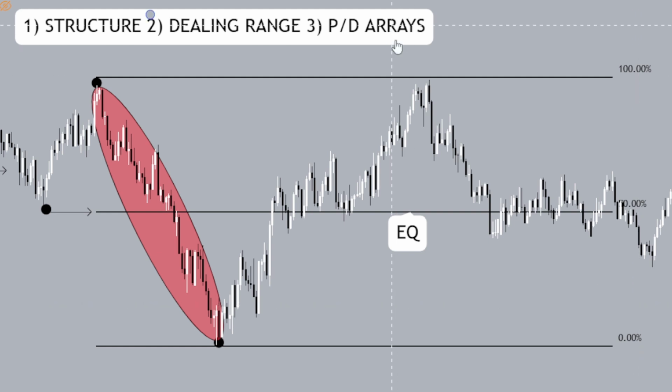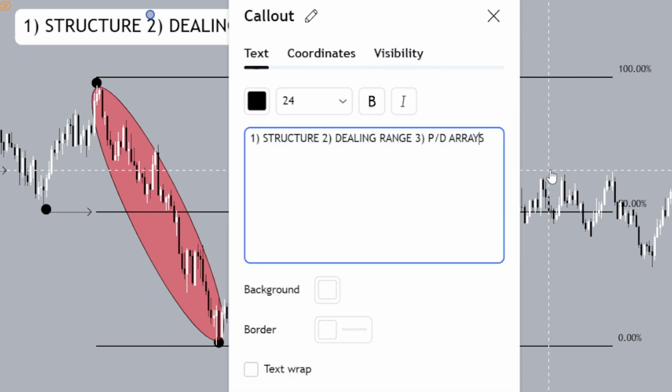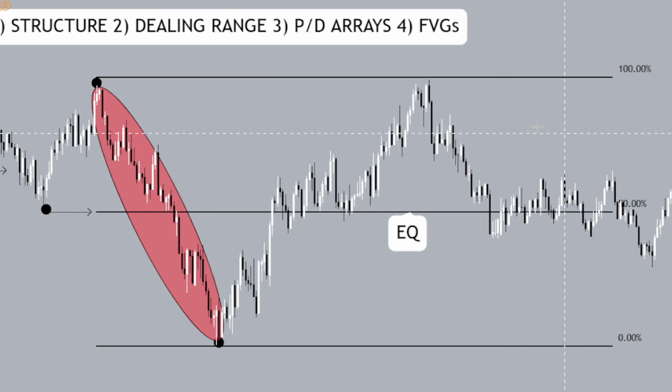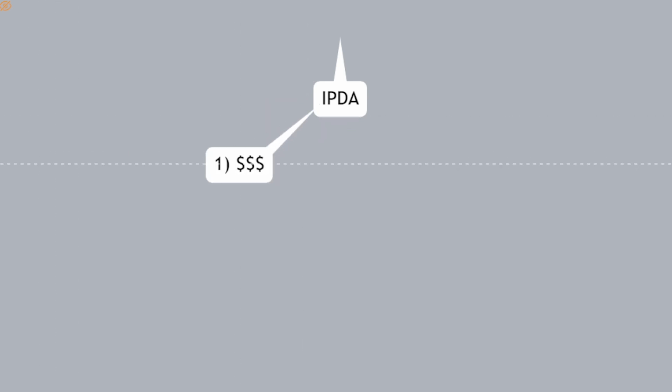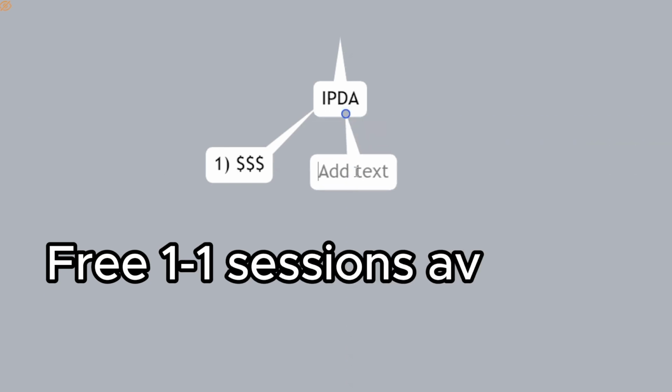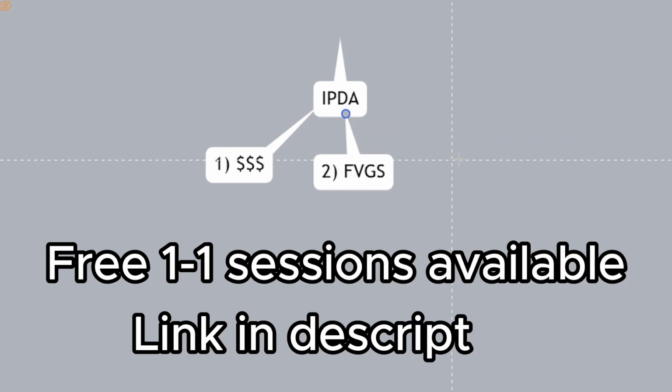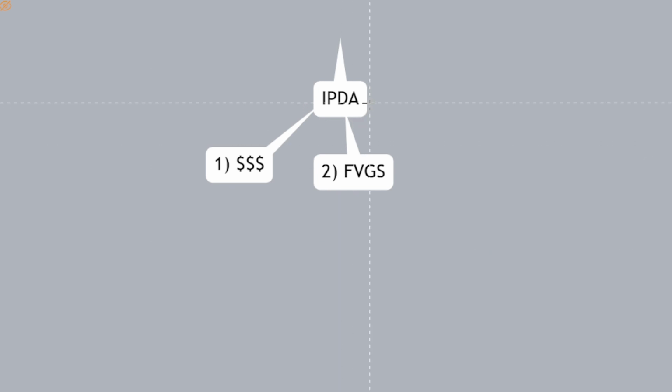So the last and final thing we need to identify, and this is probably the most important thing when it comes to determining a bias, is looking for where the inefficiencies are or where the fair value gaps are. Because we understand the interbank price delivery algorithm, if I quickly bring your attention downwards. The interbank price delivery algorithm, known as IPDA, seeks a few different things in the market. The first of them being liquidity. The second of them being inefficiencies and fair value gaps. The third thing being it seeks a premium or a discount array respective to the price.